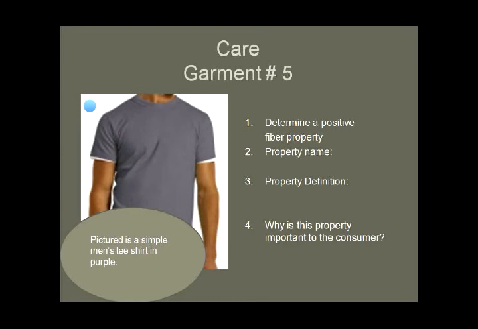Next, we have pictured a simple men's t-shirt in a purple-gray color. In this, we're looking at care or ease of care. Determine a fiber property that would deliver ease of care. Define the property and say why this property is important to this consumer.